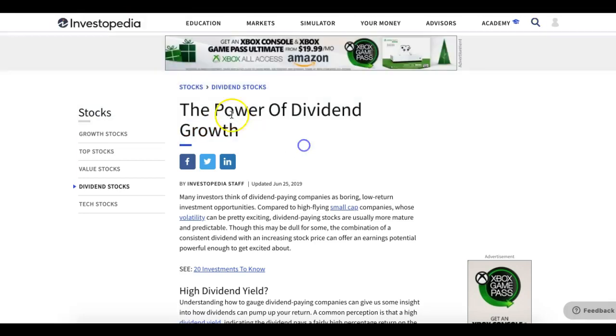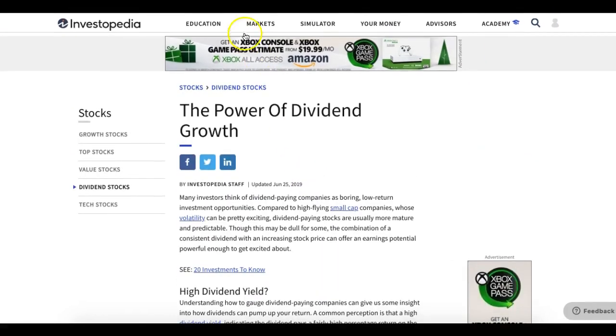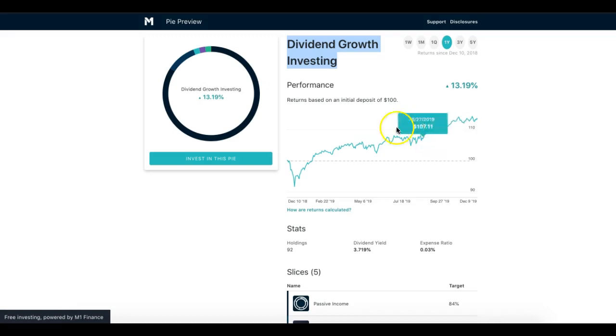You can type in, I'm going to leave this article in the description, or type it in the search box, and you can read up on it, and you will have an idea of what I'm talking about.